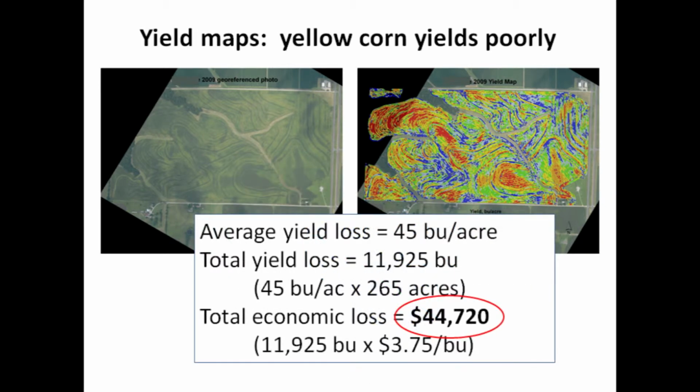The average in the field is 125, and the best was 170. He lost 45 bushels on average over that field. At 265 acres, that's about 12,000 bushels of corn. And at $3.75 a bushel, that's about $45,000.